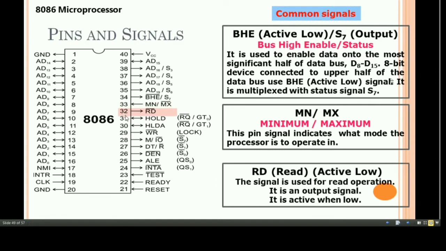Next is pin number 32. It is called the read pin. This is also active low. This bar is read bar. This bar indicates this is active low. This signal is used for the read operation, means whenever the read operation is going on, this pin number 32 is active low, means on this pin a 0 signal is present.